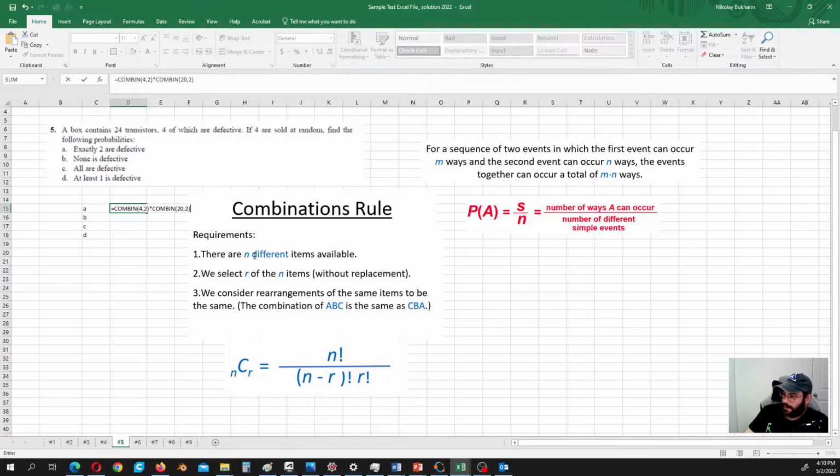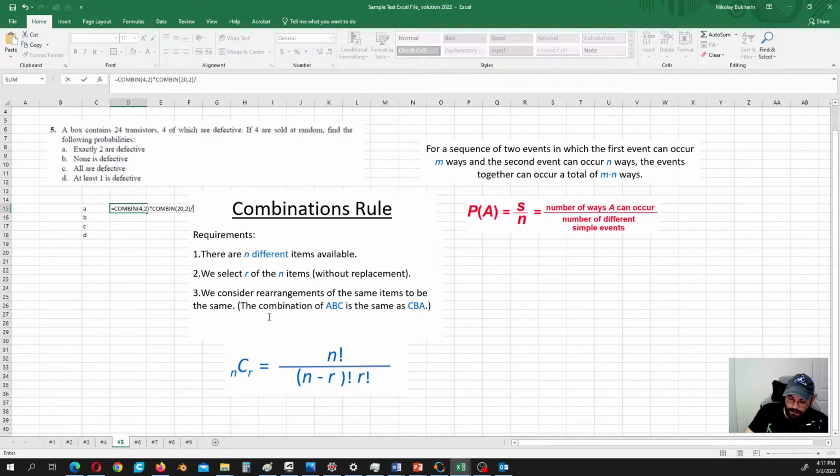So we have n different items available. We select r of the n items without the replacement. We do not do the replacement here. And we consider rearrangements of the same items to be the same. Yeah, the order is not important. So we don't care which defective transistors we are selling. So what matters is only that they are defective.